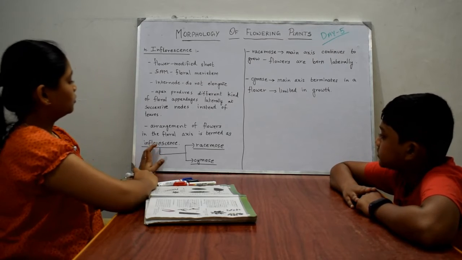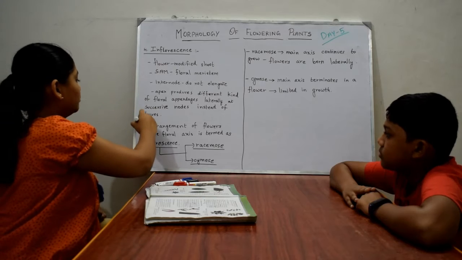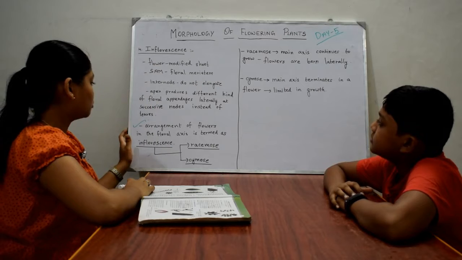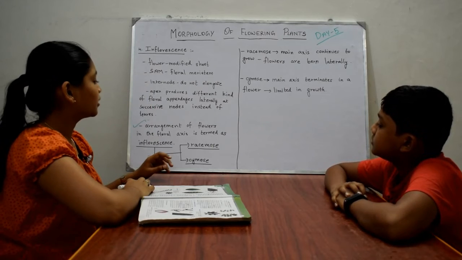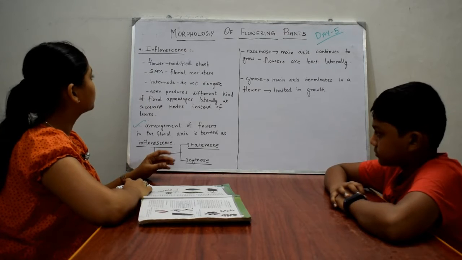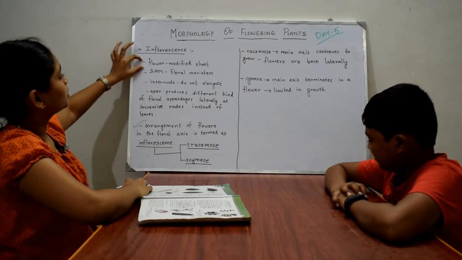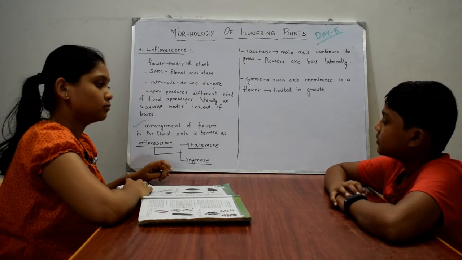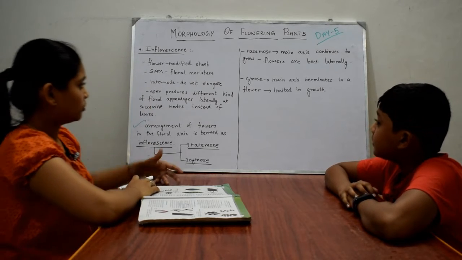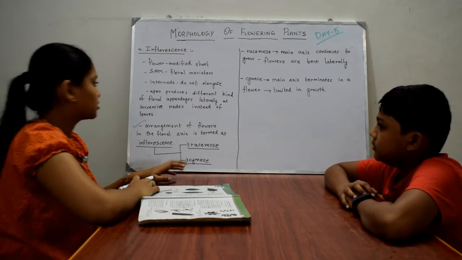Okay. So we have completed this one, so we'll come from the first. Now we saw what is inflorescence. The arrangement of flowers in the floral axis is termed as inflorescence. These flowers are modified shoot. So from the shoot they are modified to become flowers.